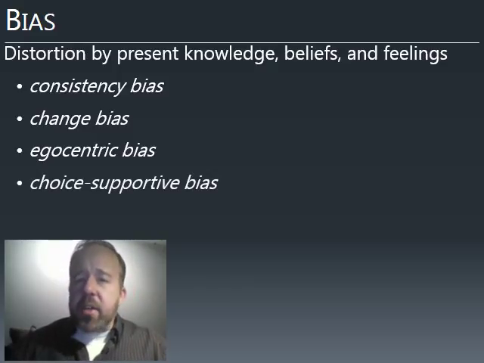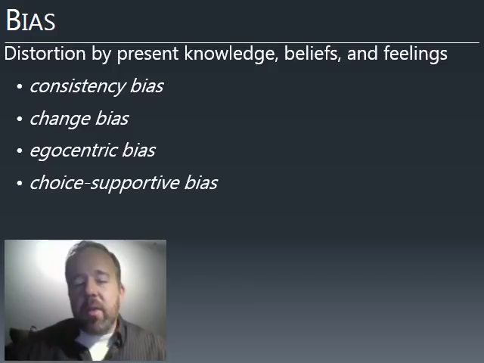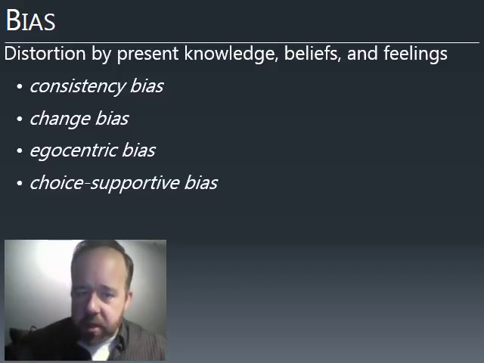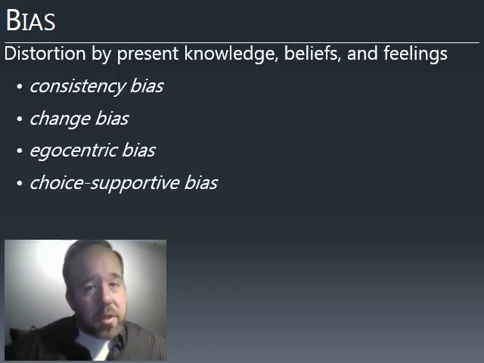There are a couple other biases that have to do with our recollections, and one of them is what's called a choice supportive bias, and this is related to egocentric bias. But this is where we, again, retroactively filter our past experiences and the knowledge we had in the past in order to support our own choices.